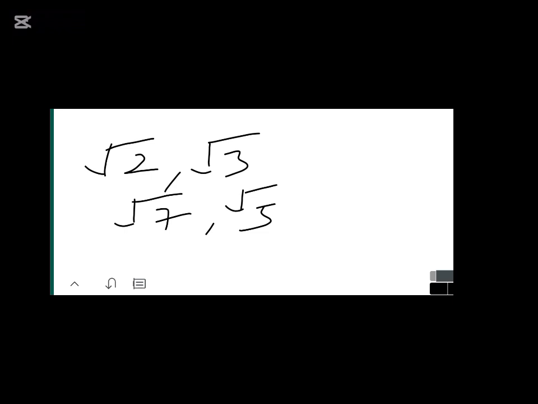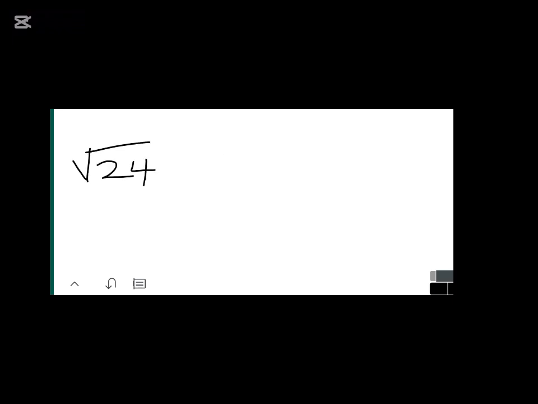So let's take the square root of 24. The square root of 24 can be written as a big square root of 4 times 6, because we know that 4 times 6 will give us 24. Here we think about two numbers that, when we multiply, we get the one which is here. So 4 times 6 is giving us 24.